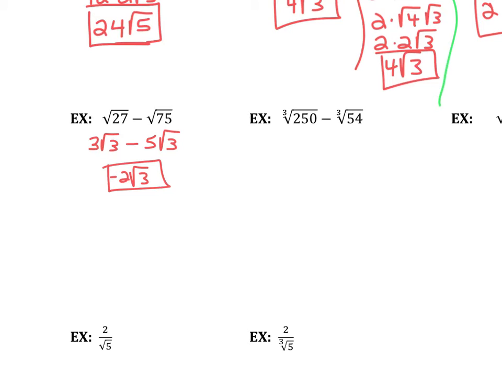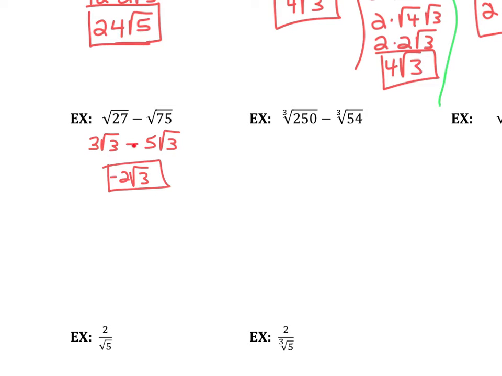In other words, if we have a 3 root 3 minus a 5 root 3, that gives us negative 2 root 3. We're going to leave the root the same, and in this case, subtract the coefficients that are in front of that root 3. So think about it this way. It would be like taking 3x minus 5x. That would be negative 2x. We leave the x the same.